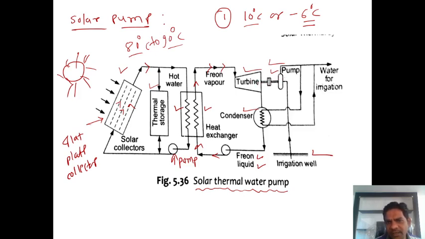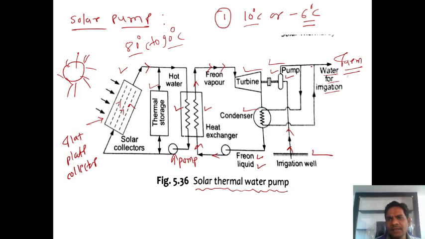So whenever the turbine rotates, with the help of this turbine the pump will be operated, the pump will be moving, and the pump lifts the water from the irrigation well, and this water is now circulated inside the farm or whatever our choices are where we want to circulate the water.